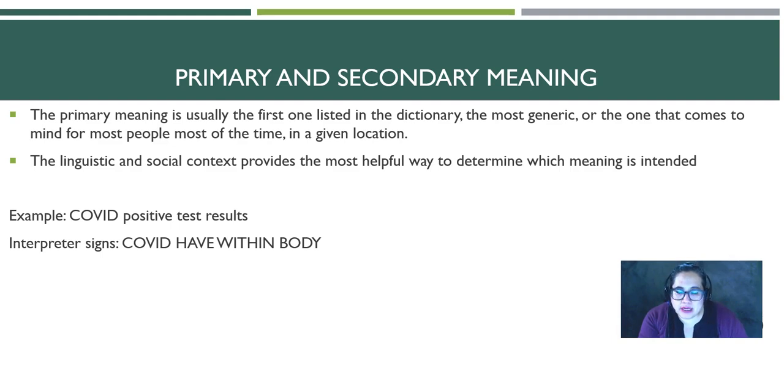But the primary meaning of positive is not to have it in your body. If we go back to what primary and secondary meaning means, what your book means is the primary meaning is usually the first one listed in the dictionary, the most generic, or the one that comes to mind of the location.